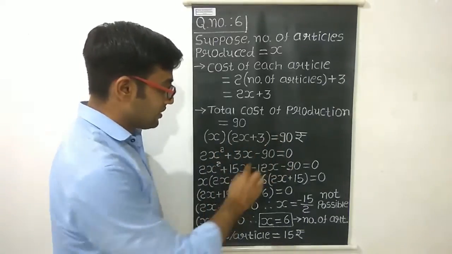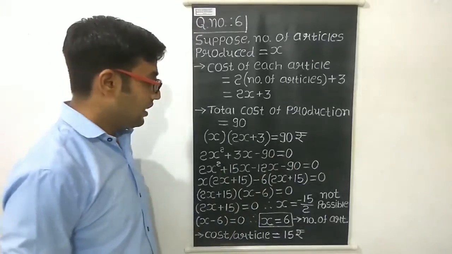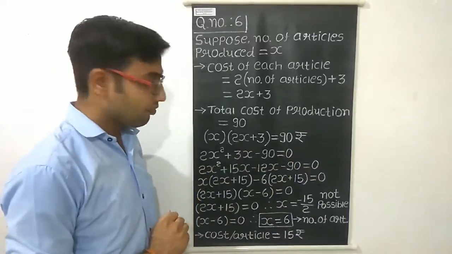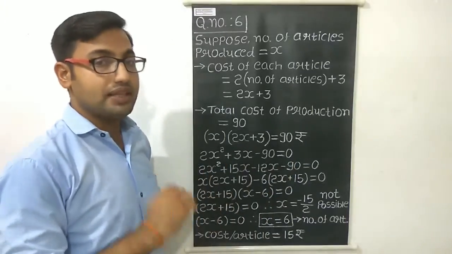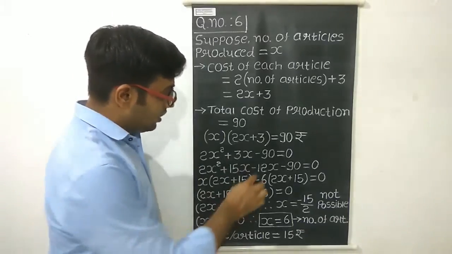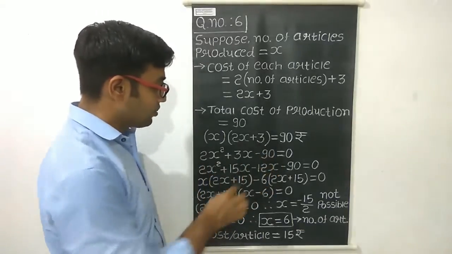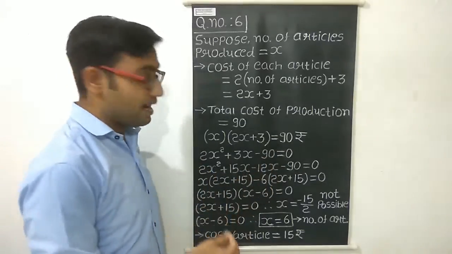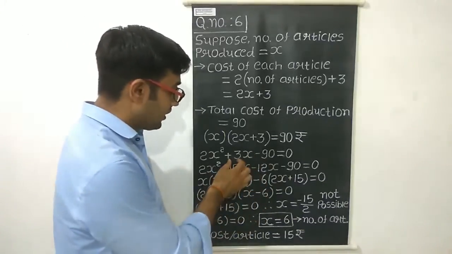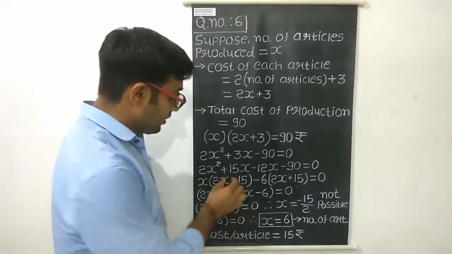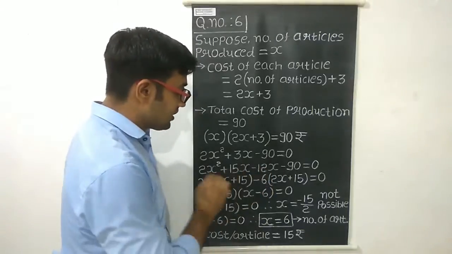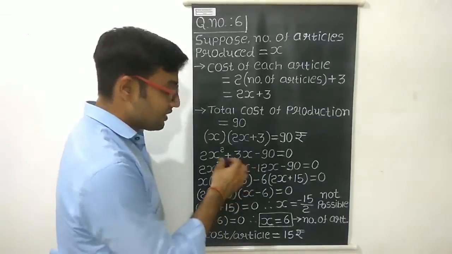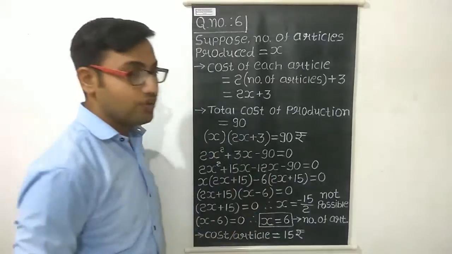Take this 90 to the left hand side. We get 2x square plus 3x minus 90 equals 0. So here we have formed a quadratic equation in the variable x. Now we will solve this quadratic equation by the factorization method. Here we have 90 and here we have 2, so 90 times 2 is 180. Factorize 180 such that the difference of the factors gives us 3. The two factors are 15 and 12, since 15 times 12 is 180 and 15 minus 12 is equal to 3. So we can write 3x in another form as plus 15x minus 12x.